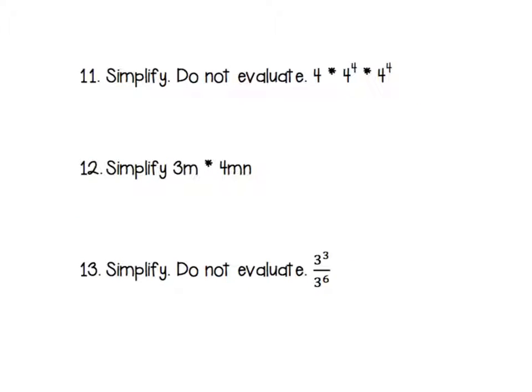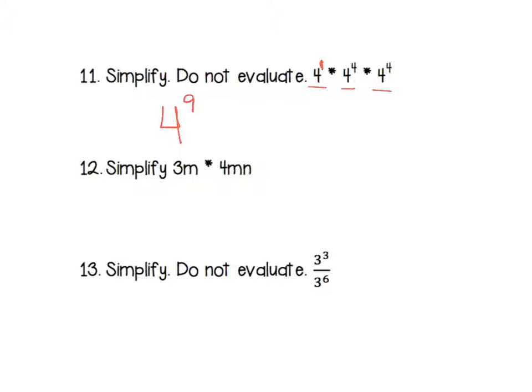For problem 11, we're again just simplifying here. So we need to just add our exponents because they have the same base. And we can't forget that there's that imaginary 1 there. So we've got 4 is our base, and our exponent is 1 plus 4 plus 4, which is 9. So 4 to the 9th power.